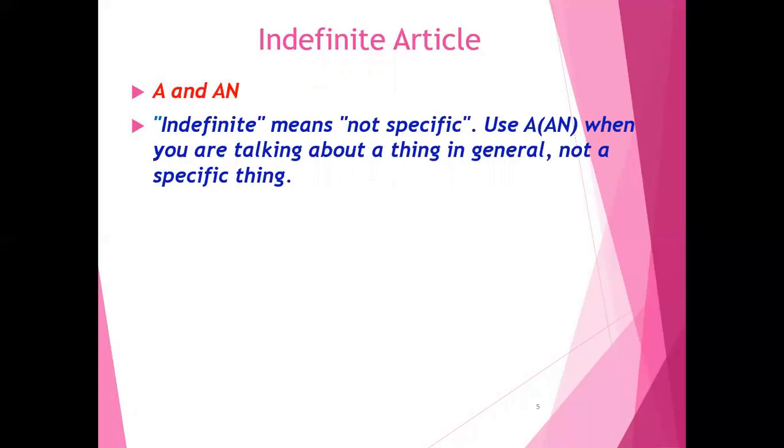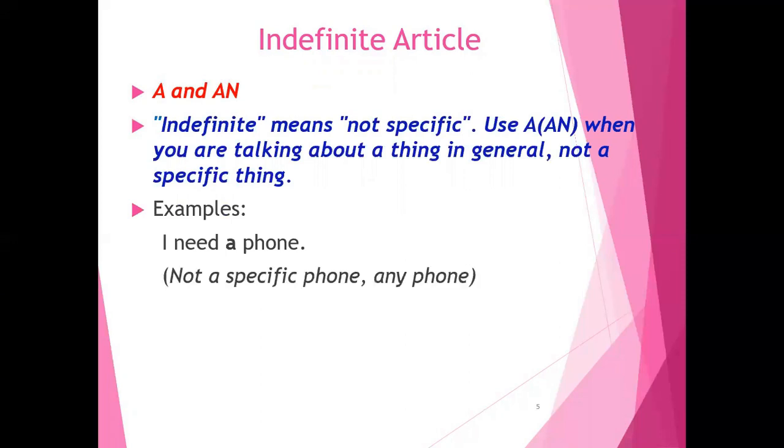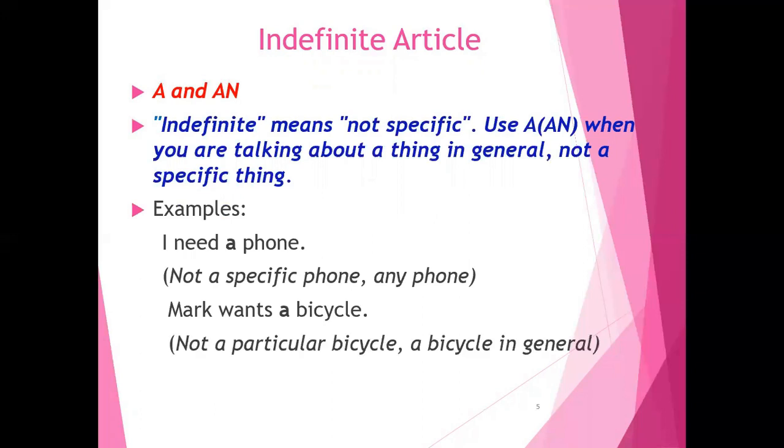Indefinite means not specific. Use a and an when you are talking about a thing in general, not a specific thing. Example: I need a phone, not a specific phone, any phone. Mark wants a bicycle, not a particular one. Do you have an ink pot? So if we conclude this slide, indefinite articles are all about things in general, not specific.